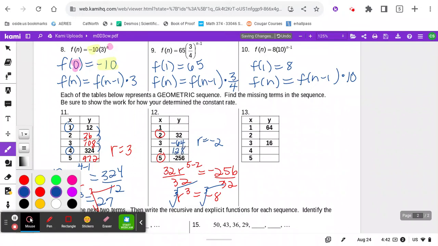In the next step, notice how the negatives and positives are going to alternate as you multiply by negative 2. Then going backwards, we would divide by negative 2. Does that make sense? Pause the video, try your last one.